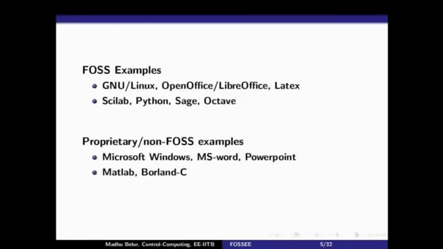What are some examples of FOSS packages? You would have heard of Linux, GNU Linux. You would have heard of OpenOffice or LibreOffice more recently, LaTeX, Scilab, Python, Sage, Octave. These are all examples of FOSS packages. What are some examples of non-FOSS packages? What are examples of proprietary packages? Microsoft Windows, MS Word, PowerPoint, MATLAB, Borland C. Also Maple, Mathematica. These are also non-FOSS packages.